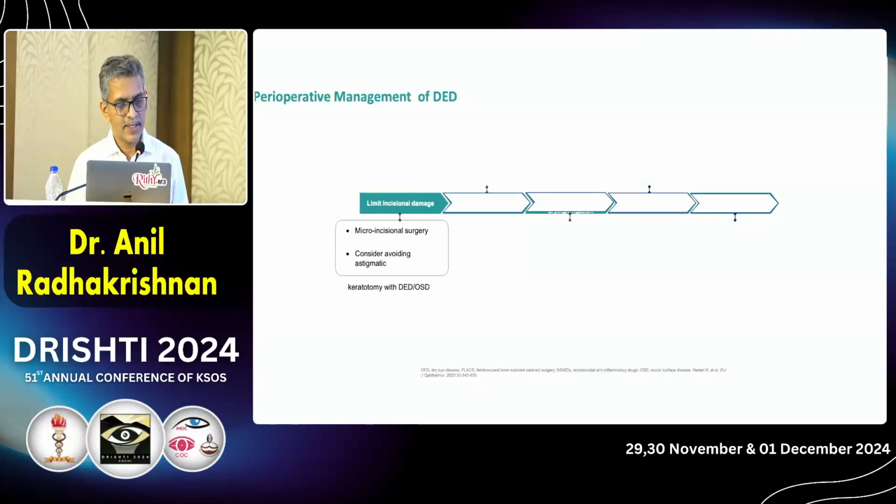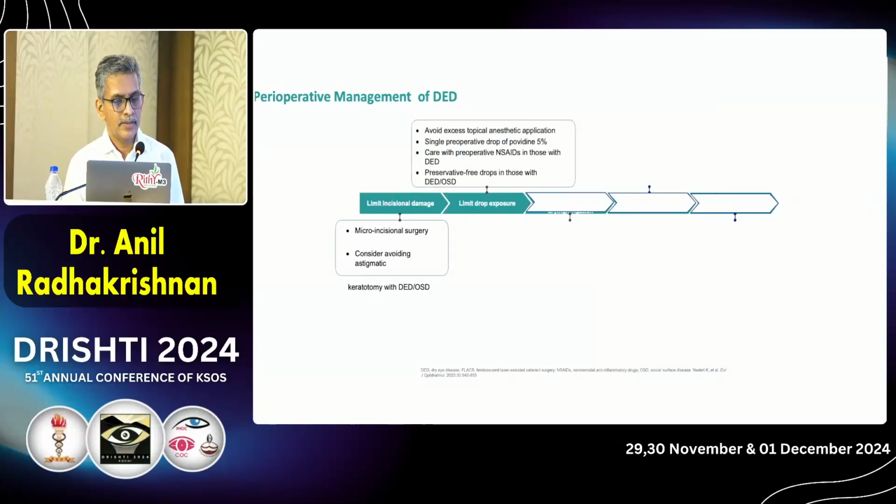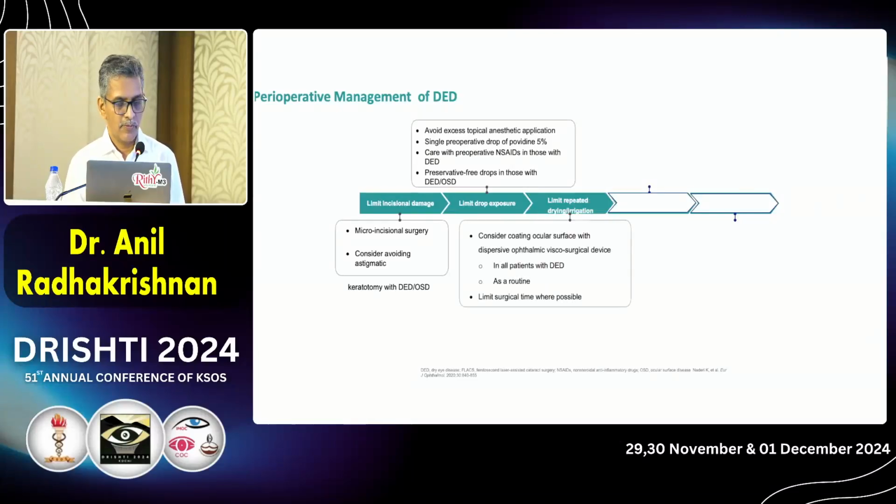So I'll sum it up saying that if you have a patient with dry eye, as much as possible go for a smaller incision. Consider avoiding astigmatic keratotomy. Then limit the drops. Don't put dilating drops or NSAIDs if at all. Then use preservative-free drops as much as possible. Reduce the amount of illumination that you use. Make it the minimum that is comfortable to you.